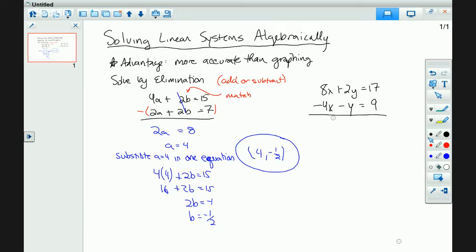How would I solve this one by elimination? Again, this is my preferred technique, so how can I force it to be elimination? Wouldn't you multiply by the same number, like 2 or something? You would multiply by a number, either your x or y. So let's do this. Multiply by 2, it's going to force these to match. So I still have 8x plus 2y equals 17. And now I have negative 8x minus 2y equals 17.